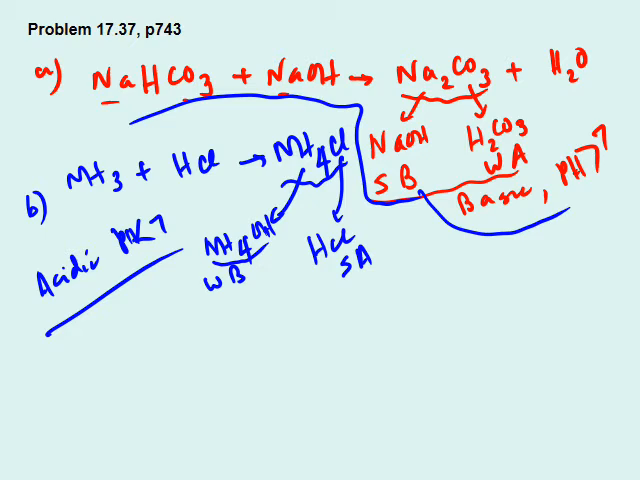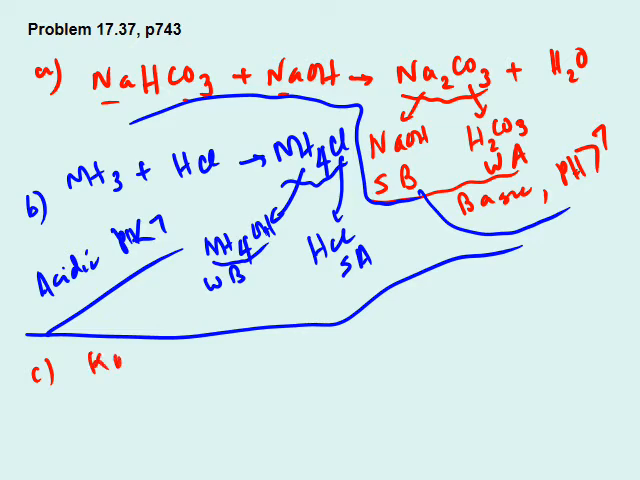Now in part C, titration, KOH is titrated with HBr. So let's see what kind of reaction we get. KOH, potassium hydroxide, plus HBr, giving KBr plus H2O. I hope you know what kind of compound this is.